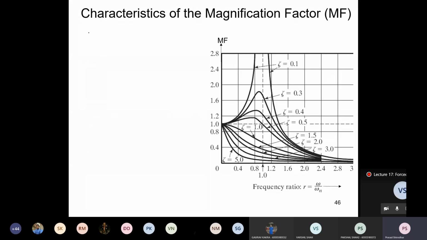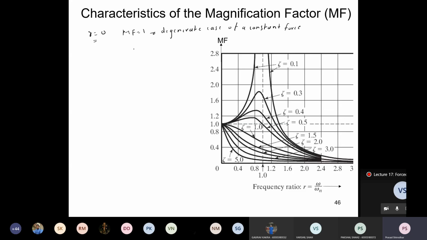So when r is equal to 0, the magnification factor is 1. That is called the degenerate case of a constant force. What does that mean? It means that when r is equal to 0, the frequency ratio is 0, which means the system is at rest. So this is a degenerate case of constant force.